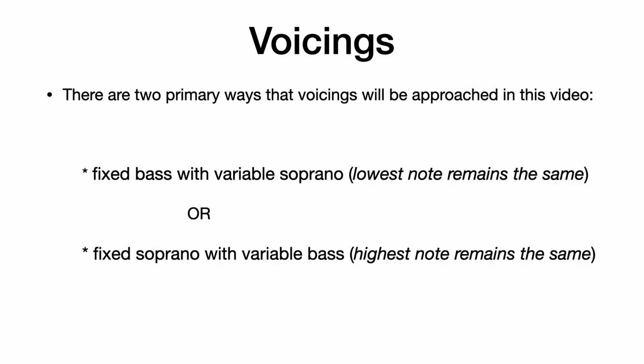And there are 2 primary ways that voicings will be approached in this video and that I suggest you can start to work through this material. The first is a fixed bass with a variable soprano, and that is where the lowest note remains the same. Or you can look at it as a fixed soprano with a variable bass. So the highest note remains the same and all the other notes change with it.